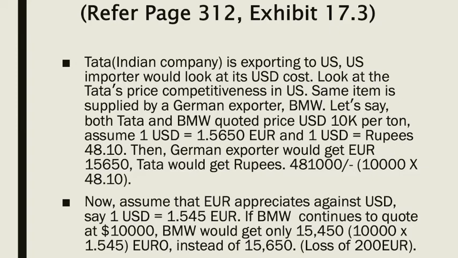Tata is an Indian company, BMW is a German company, and both are interested in exporting cars or car components to the US. Per car or per ton, whatever it is, let's say both companies are quoting $10,000. You also have to assume that $1 is equal to 1.565 euro and $1 is equal to 48.10 Indian rupees. Then the German exporter would get euro 15,650 and Tata would get rupees 481,000.